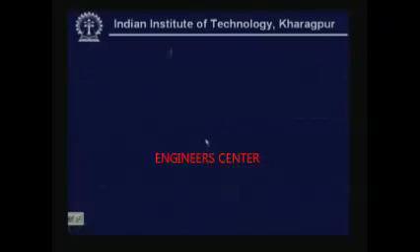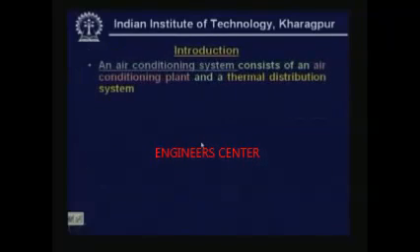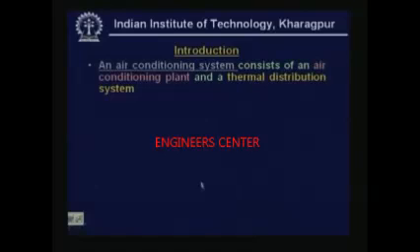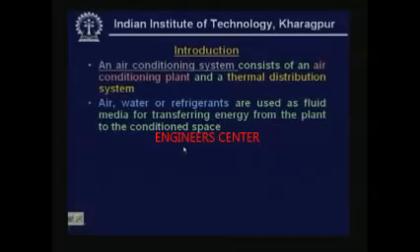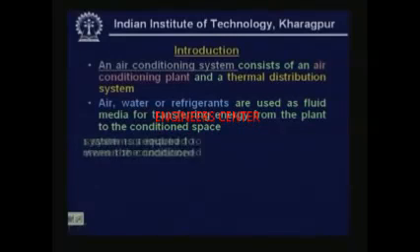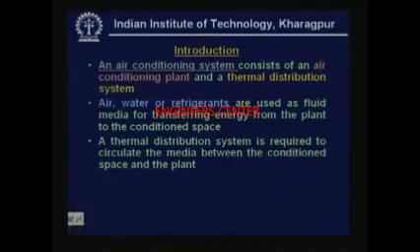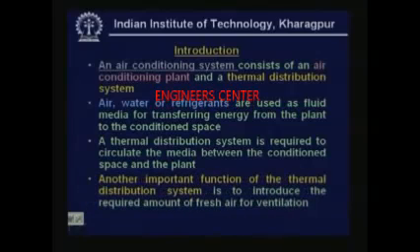Let me give a brief introduction to an air conditioning system. An air conditioning system consists of an air conditioning plant and a thermal distribution system. Air, water or refrigerants are used as fluid media for transferring energy from the plant to the conditioned space or from the conditioned space to the plant. A thermal distribution system is required to circulate the media between the conditioned space and the plant. Another important function of the thermal distribution system is to introduce the required amount of fresh air for ventilation.